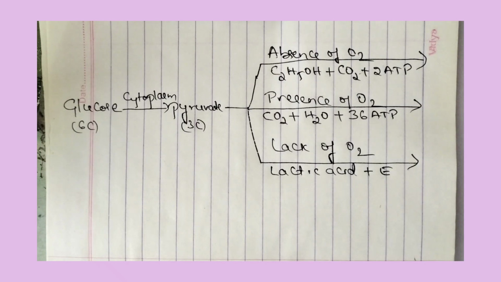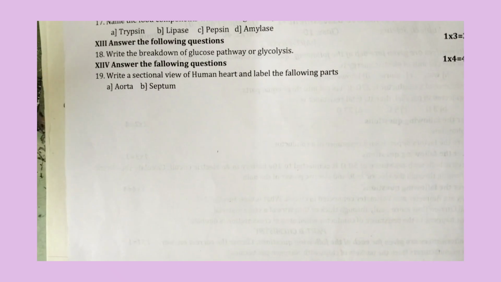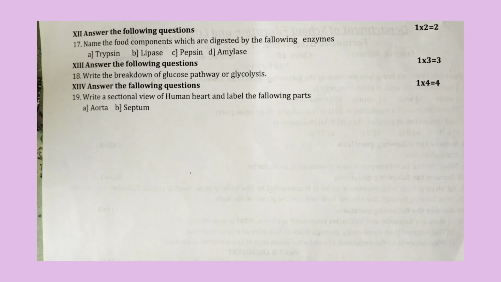The last question of this paper, practice paper 1, is: write the sectional view of the human heart and label the following parts. One is aorta, another one is septum. So this is practice paper number 1.